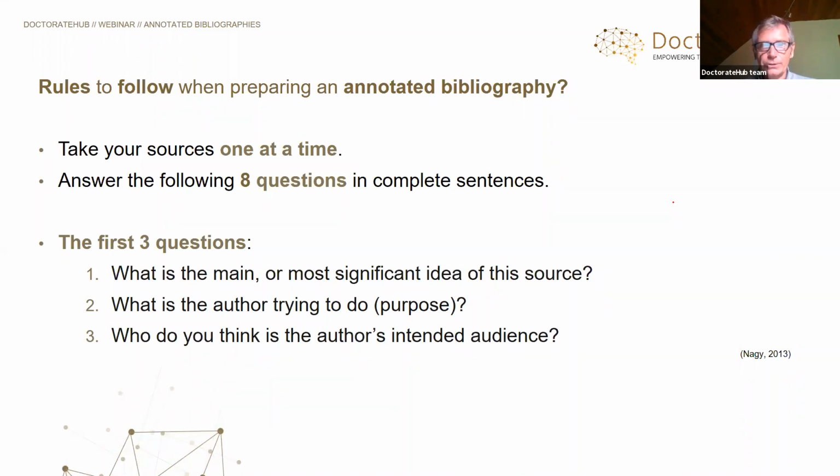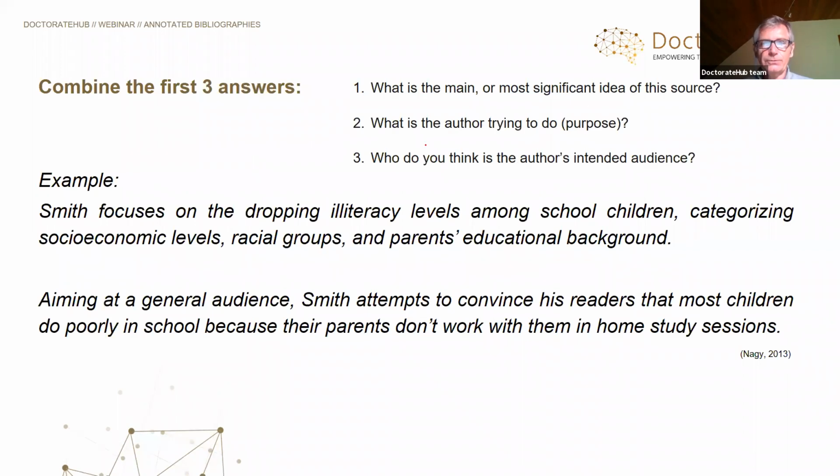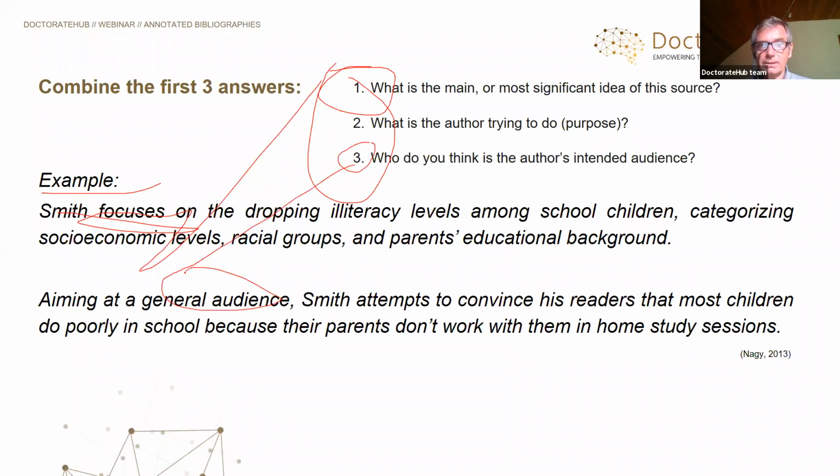So the first 3 questions. Here we have the first 3 questions, as I mentioned, and here is a short example of how you can write it. For example, Smith, that's the author, focuses on the dropping literacy levels among school children, categorizing socioeconomic levels, racial groups, and parents' educational background. Okay, that would probably be the first idea. You link that here. Then you go to the third one. It is about the intended audience, and you say general audience, okay?